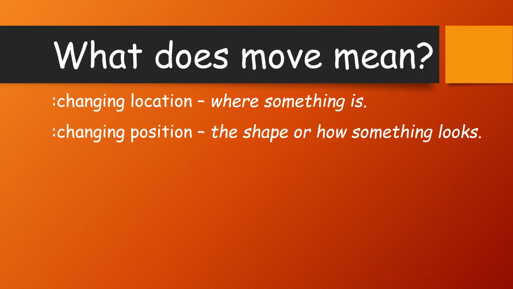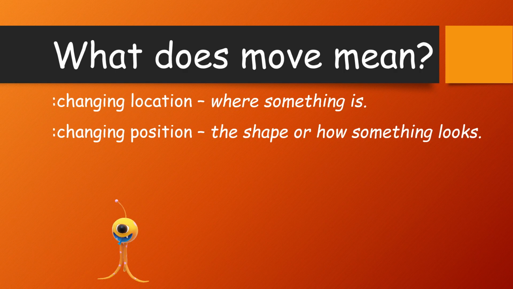Well, it could be changing location, so where something is. So maybe you pick something up and you moved it to another spot. Or it could be changing position, so the shape or how something looks. So when you change position, you might not move to a different location, but you might move your body to crouch, or you might move your body to put your arms up or turn a little bit.